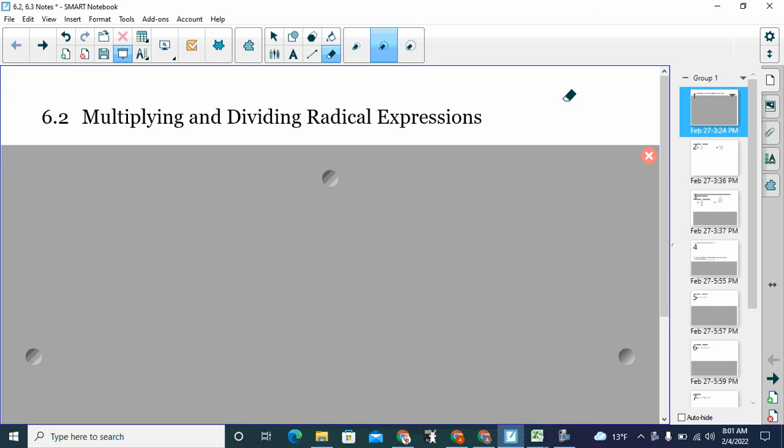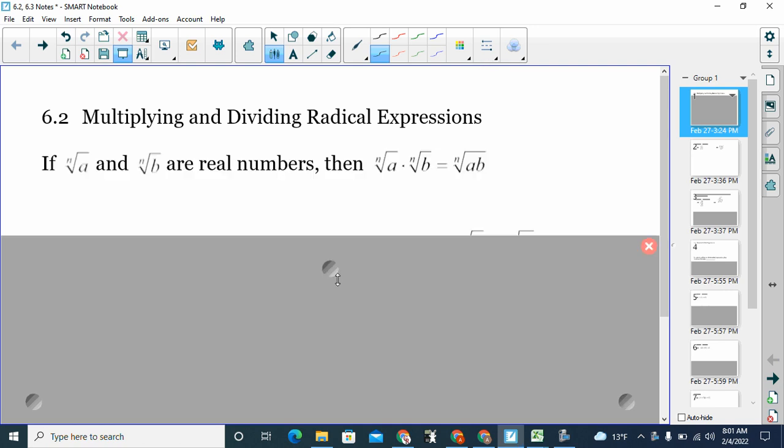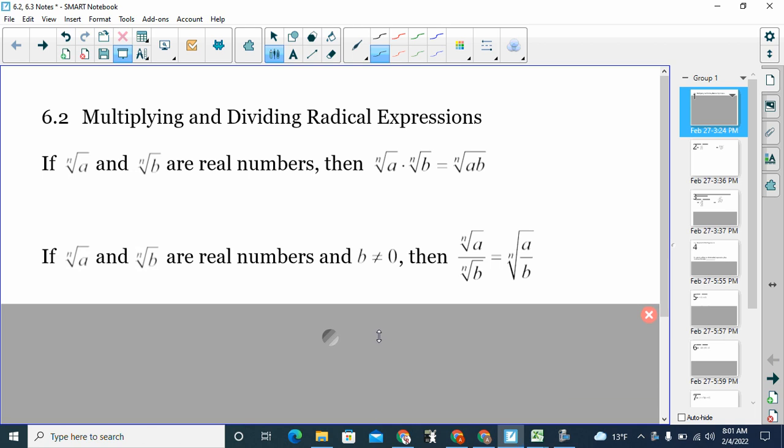These are notes from section 6.2 on multiplying and dividing radicals, as well as 6.3, which is on adding and subtracting them. We have two properties here in section 6.2. Both of them are very similar.